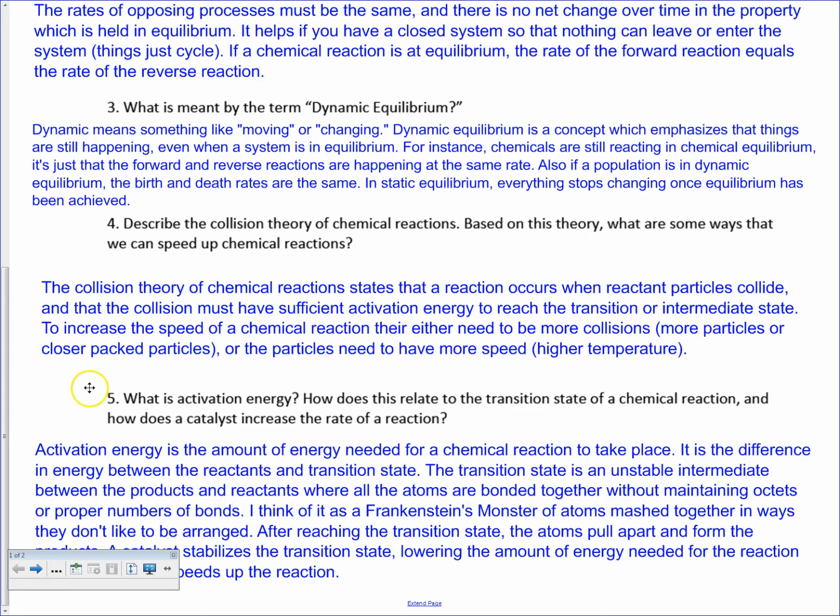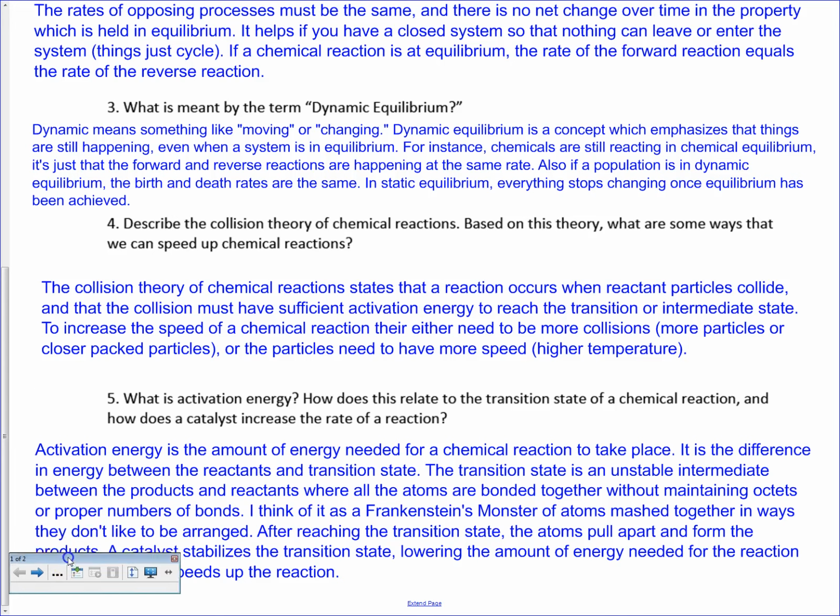And so there are two ways that we can increase the rates of reactions. We can have more collisions, because if you have more collisions happening, it's more likely that more of them are going to be of sufficient energy to have the reaction occur. The second thing is you could just have faster moving particles, and so each collision would have higher energy, and so it would be a greater chance that you would have that necessary amount of energy to reach the transition state.